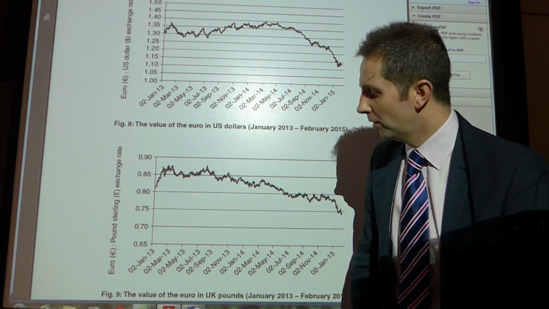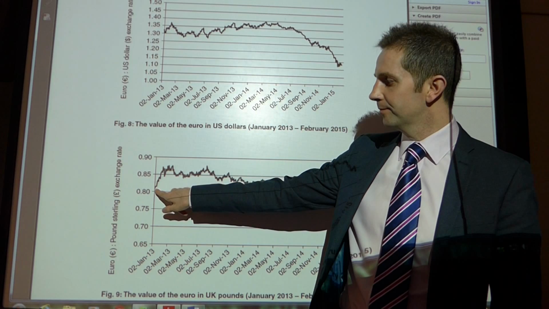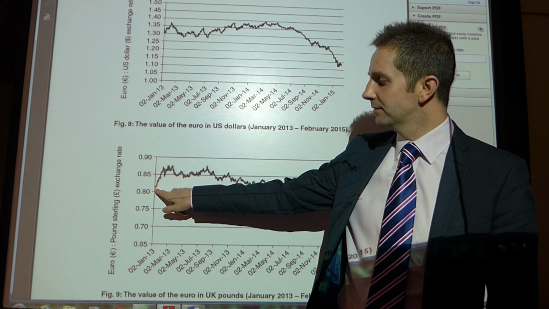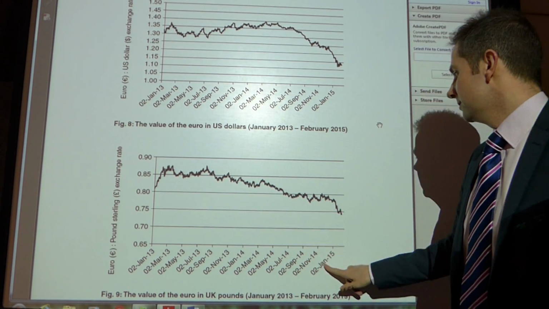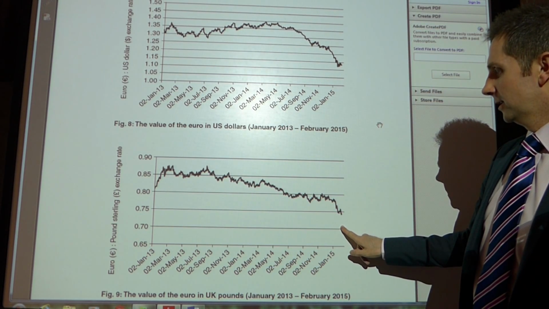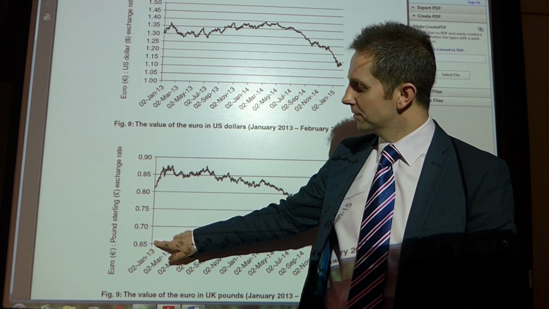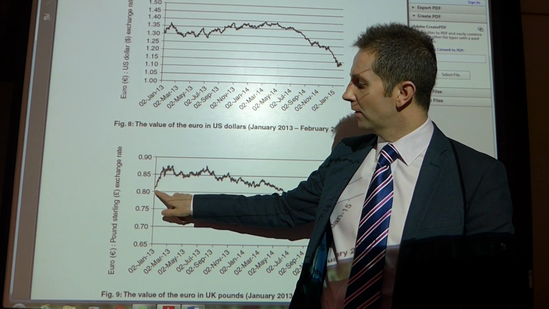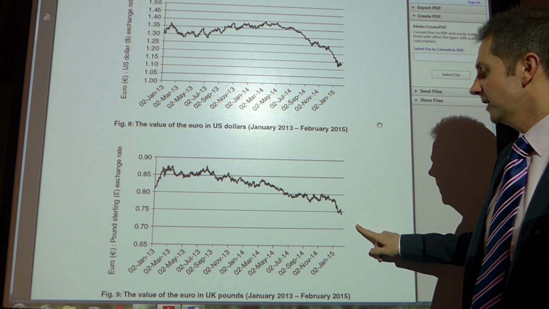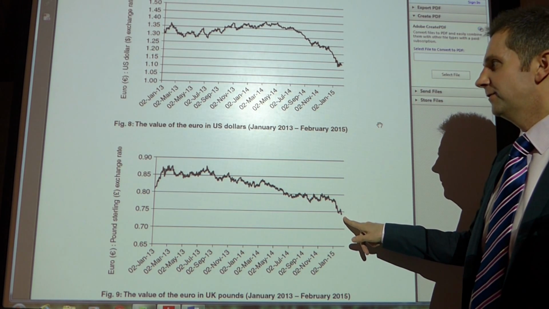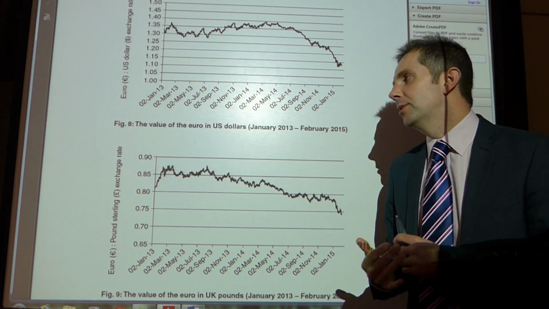Secondly, the value of the euro to pounds. 2nd of January 2013, 1 euro bought around about 81 pence. And by the time we get to 2nd of January 2015, 1 euro is buying about 74 pence, something like that. And again, the value of the euro is weakening or depreciating.